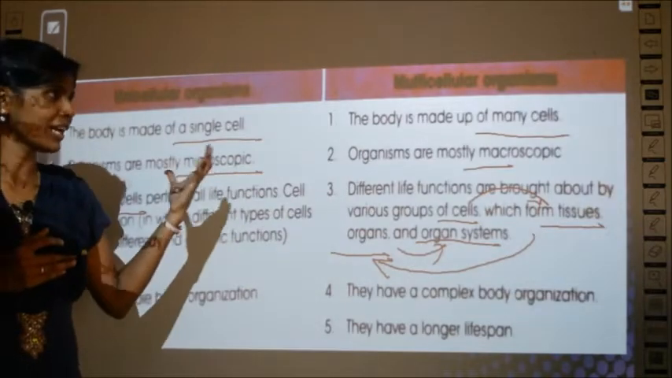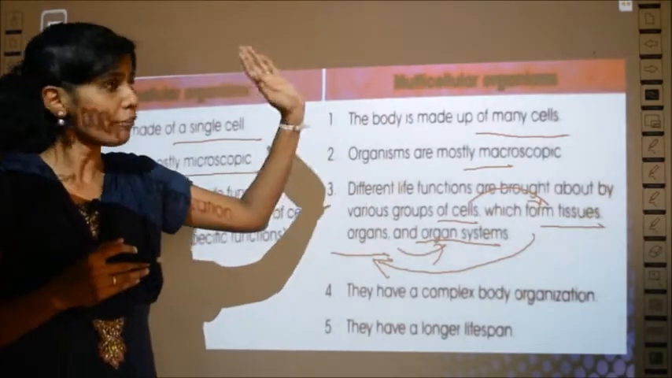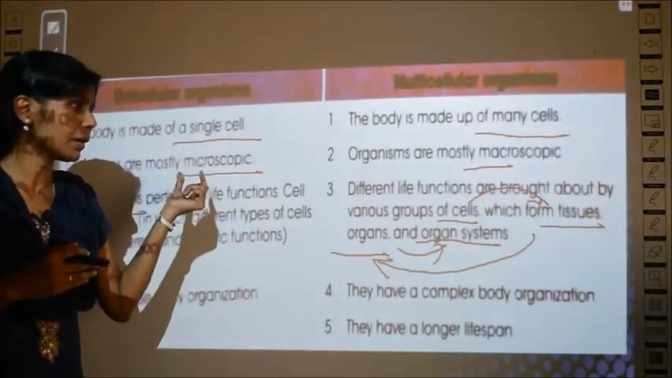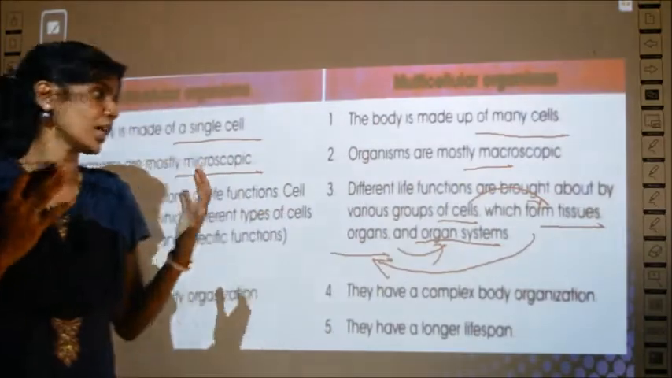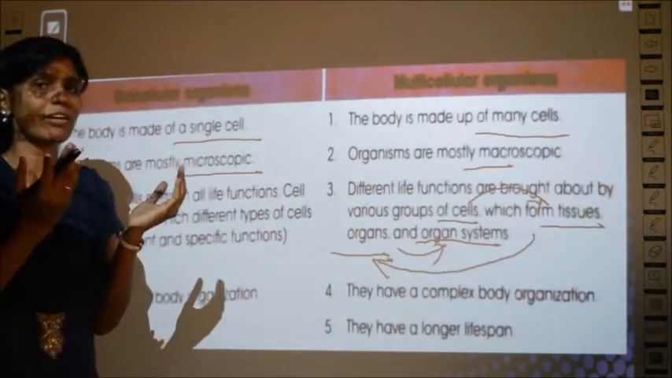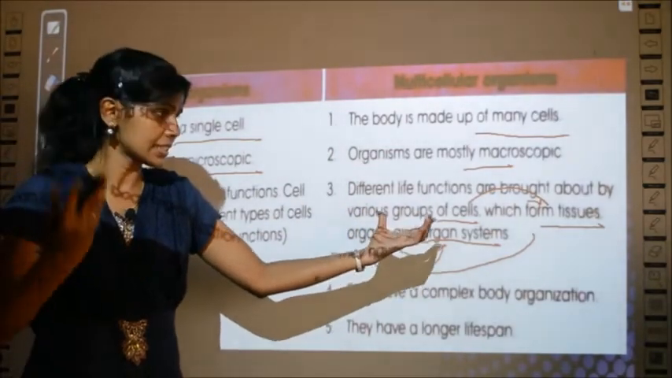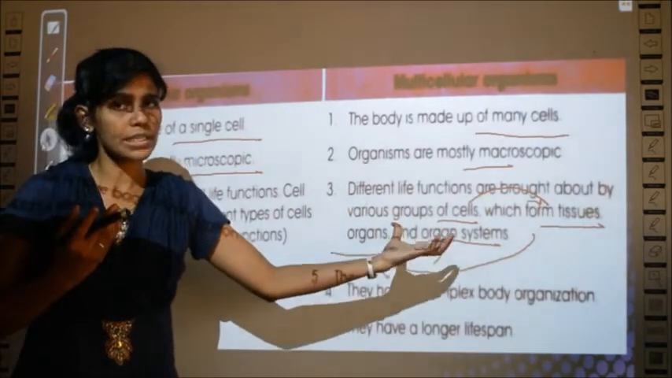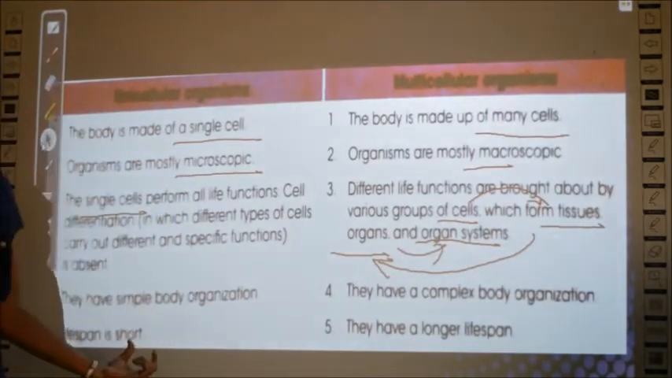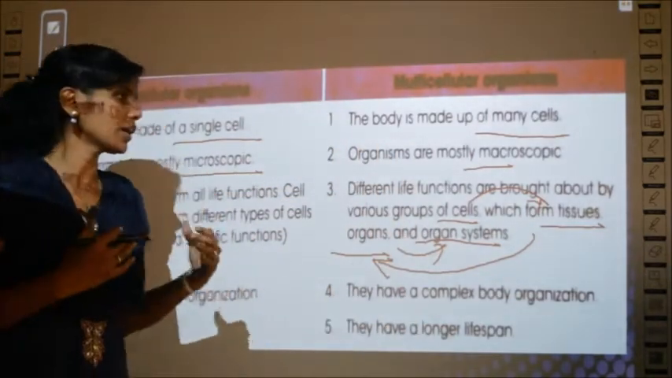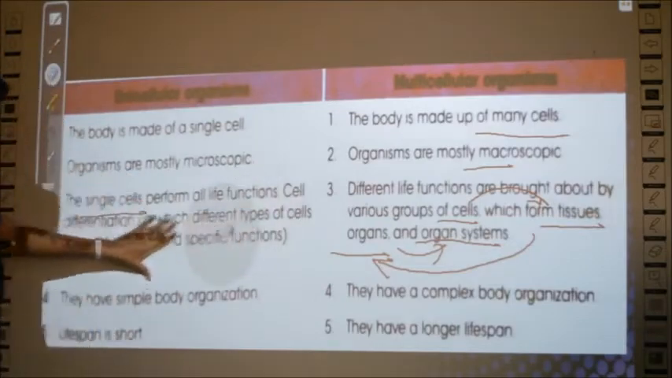So what differences have we studied? Unicellular organisms are made up of a single cell, multicellular organisms are made up of many cells. Unicellular organisms can be seen only with the microscope. Multicellular organisms can be seen with the naked eye because they are macroscopic, which means bigger. In unicellular organisms one cell does all the functions and has a simple body organization. In multicellular organisms there are complicated structures like cells, tissues, organs and organ systems, and the body structure is very complicated. Unicellular lifespan is very short, whereas here the lifespan is longer when compared to microorganisms. So this is about the differences.